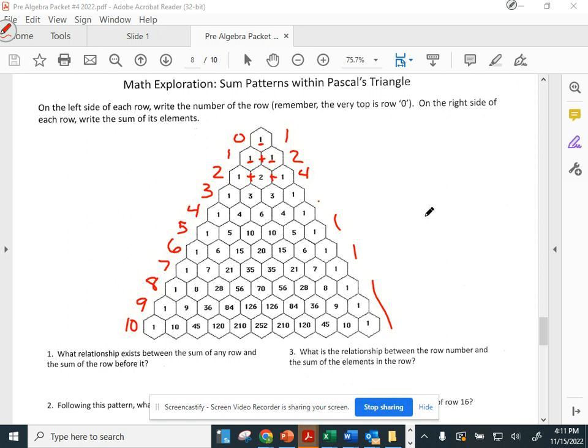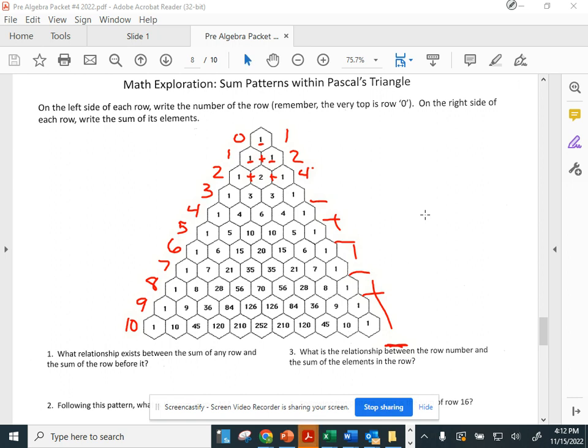Then we have these questions to answer. What relationship exists between the sum of any row and the sum of the row before it? So as you're filling this in, you're looking at your sums of each row and comparing it to the one before it. And what do you notice? What patterns do you see? Number 2, following this pattern, what is the sum of row number 11? So if we were to go one more, what would it be?